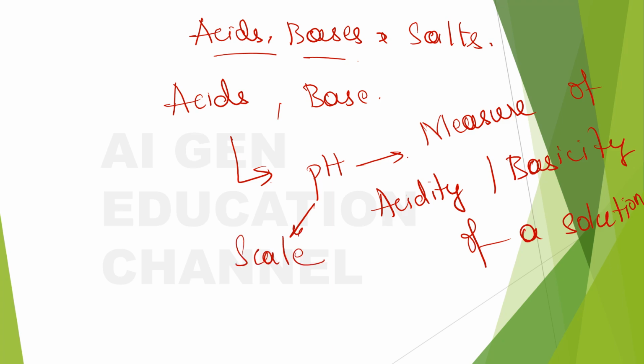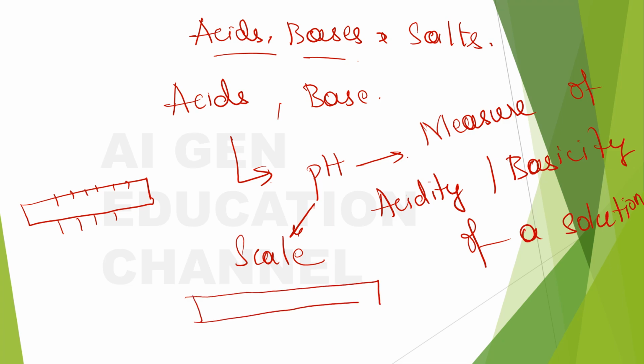See, you know a ruler, right? You keep using the ruler which has centimeters on one side and inches on the other side, right? So, in the same manner, pH is also measured on a special type of scale which has numbers from 0 to 14, right? This is the midpoint, 7. Whenever any solution has a pH value of 7, then that solution is considered to be a neutral solution.